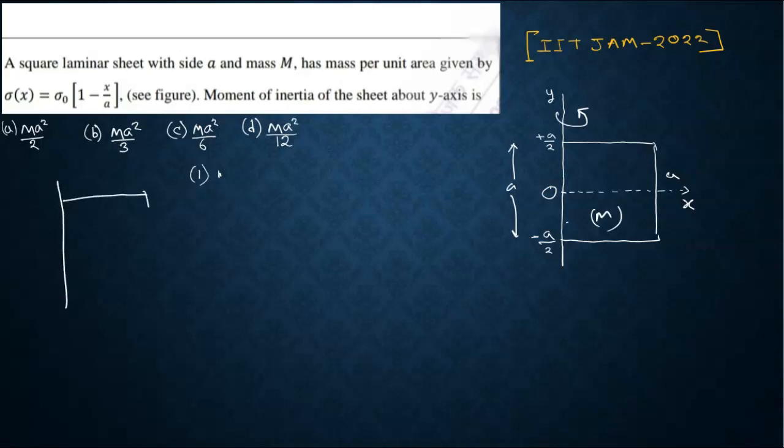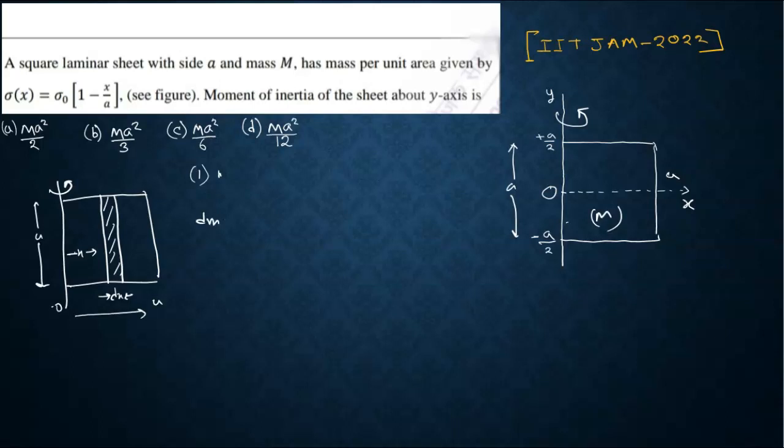This is our square lamina, and this is the length, that is A. First we will take the element, and in this case we will take a strip element to integrate over this square lamina, of small thickness dx at distance x. So we have taken a small thickness dx at a distance x, and we will integrate over 0 to a, right?